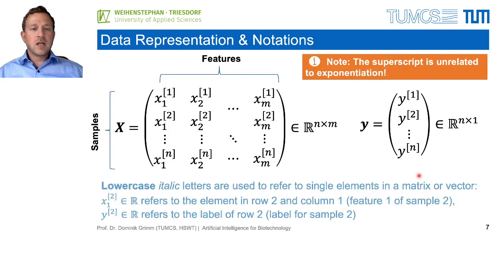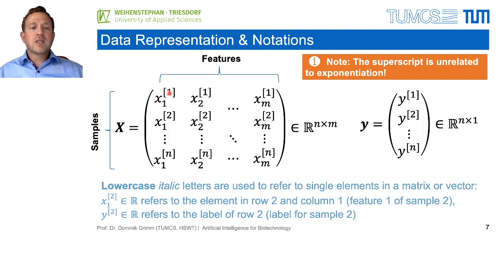So now let's look a little bit deeper into the matrix X. So I said we have m features and n samples. We use the index here, the 1, the 2, or the m, to denote the feature number, and the superscript here, superscript 1, we use to denote the sample.